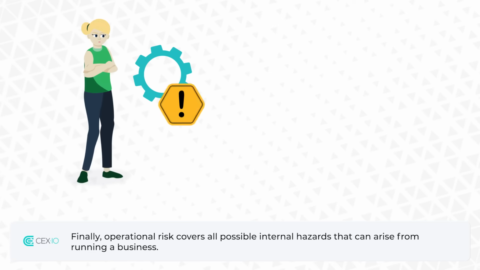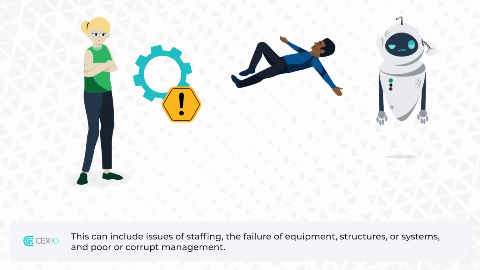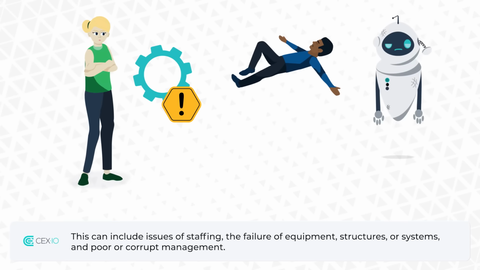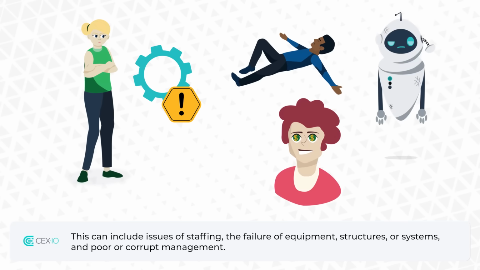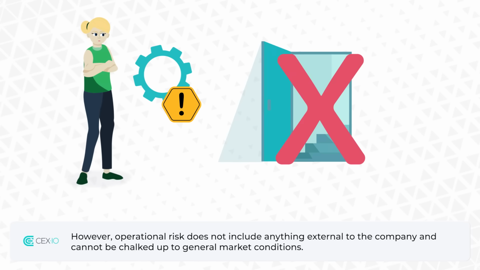Finally, operational risk covers all possible internal hazards that can arise from running a business. This can include issues of staffing, the failure of equipment, structures, or systems, and poor or corrupt management. However, operational risk does not include anything external to the company and cannot be chalked up to general market conditions.